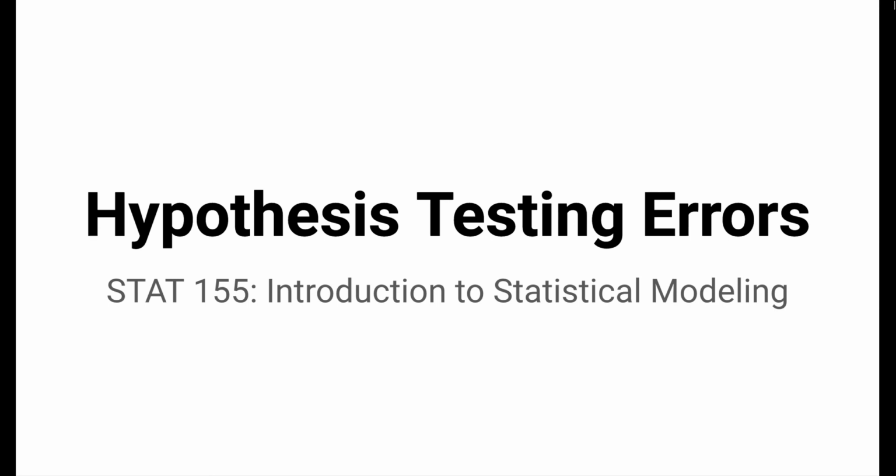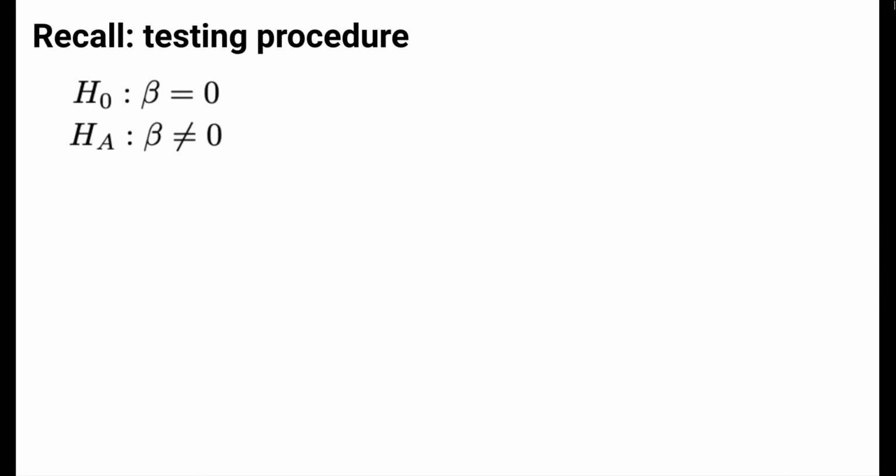In this video, we'll discuss the framework that allows for the control of error rates in decisions arising from hypothesis testing. First, recall the procedure that we go through when testing scientific hypotheses with data. We first state the competing hypotheses being compared. These are statements about the true population value of the quantity of interest.